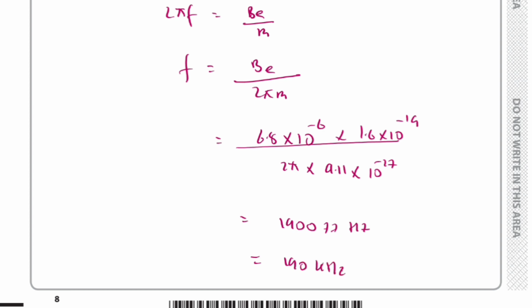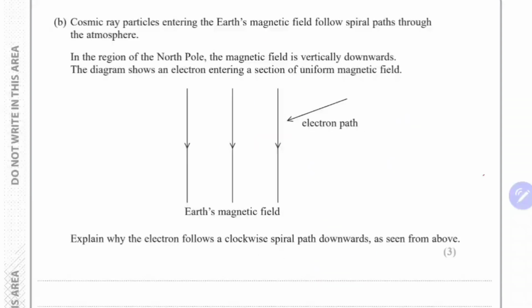190 kilohertz. Our answer is close to 200, so this is it. Number B. Cosmic ray particles entering the Earth's magnetic field follow spiral paths through the atmosphere. In the region of the North Pole, their magnetic field is vertically downwards.